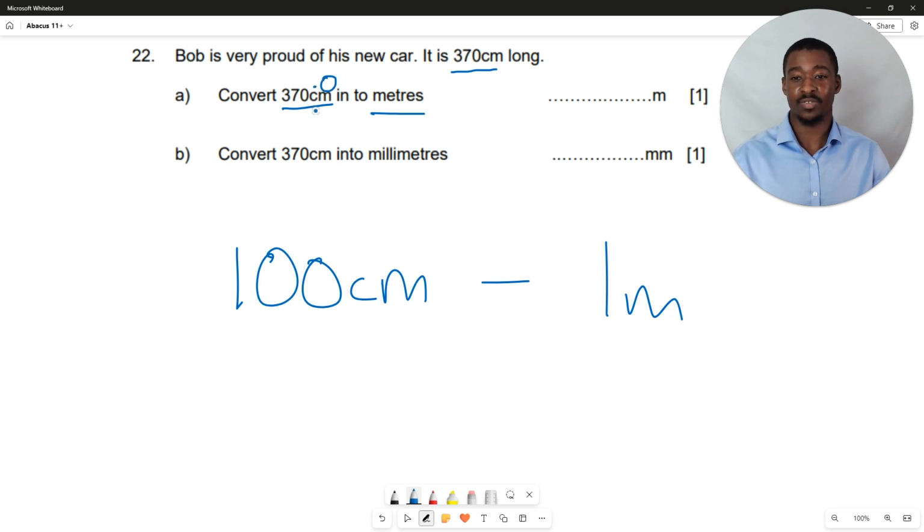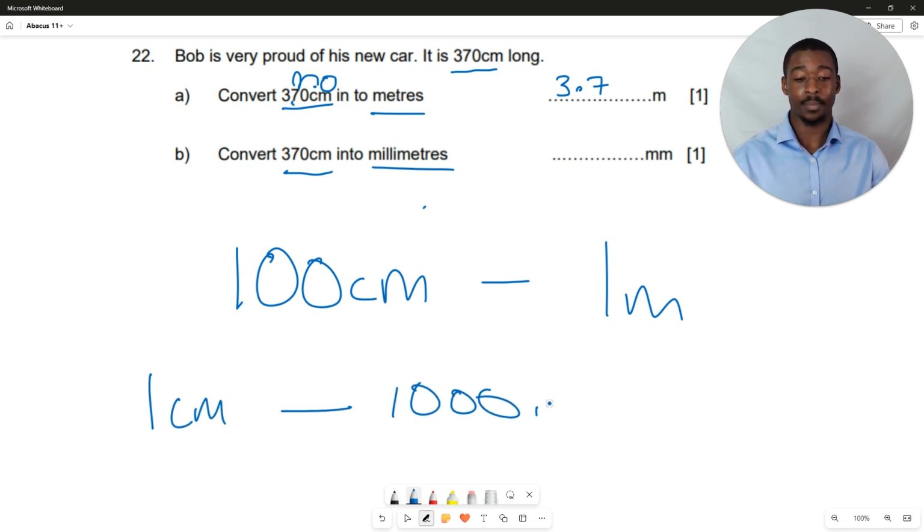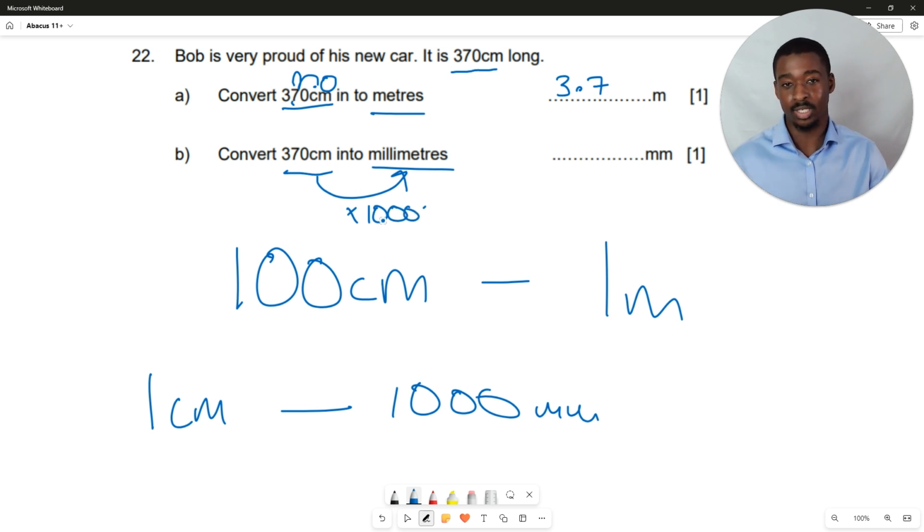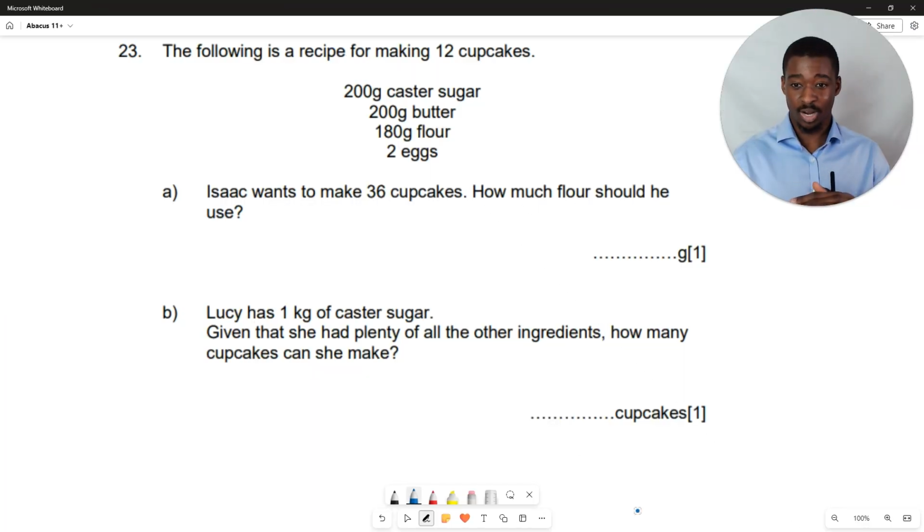Remember how we do it? 370.0, 2 bunny hops back. So we have 3.7 meters. And now for part B, we have convert 370 centimeters into millimeters. So what's the rule here? 1 centimeter is 10 millimeters. So now, to convert it into millimeters, we multiply by 10, or we add a zero. So here it's going to be 3,700 millimeters.